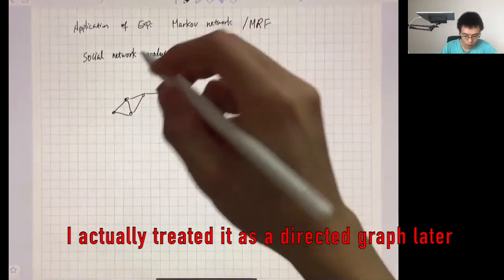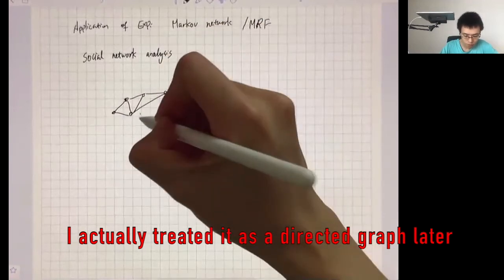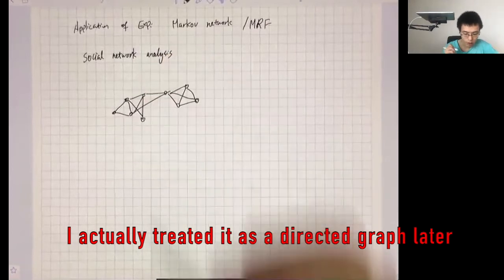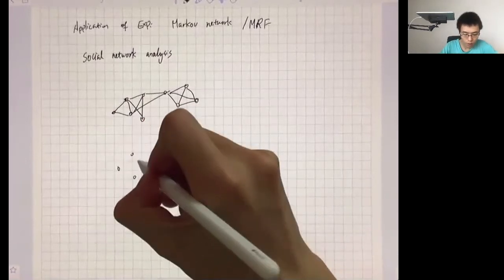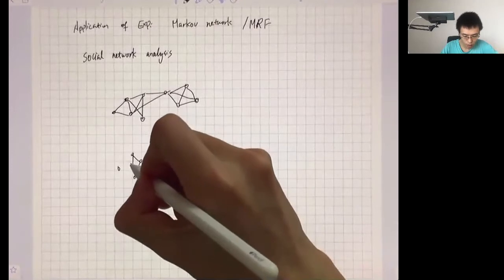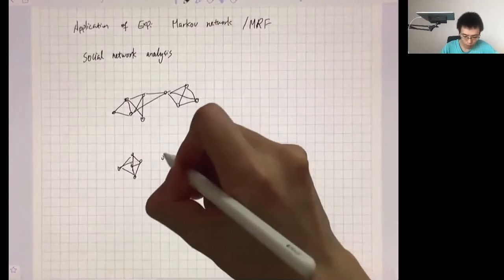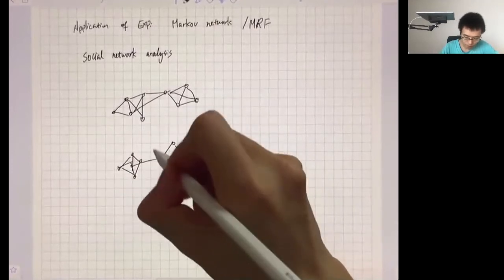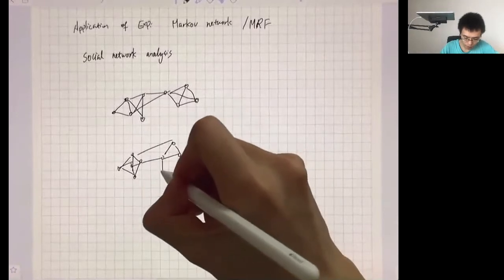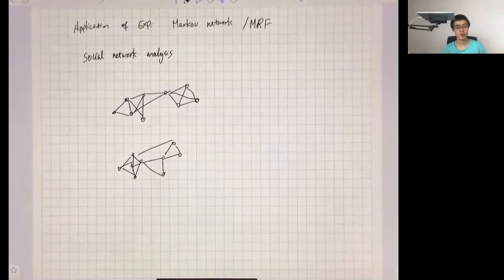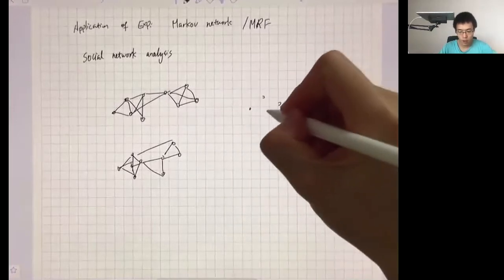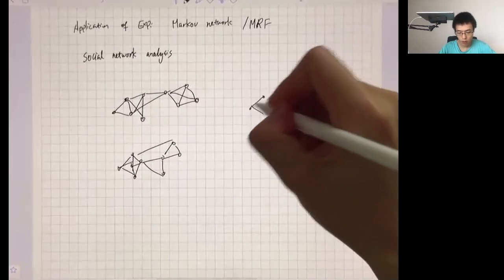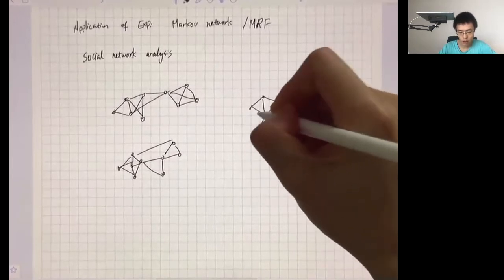So there are different graphs. This is a snippet of the social network, and we have some other snippet of the social network, maybe like this. Something like this. So this is another snippet of the social network, and there are even more snippets. You can think of each snippet as a data sample.